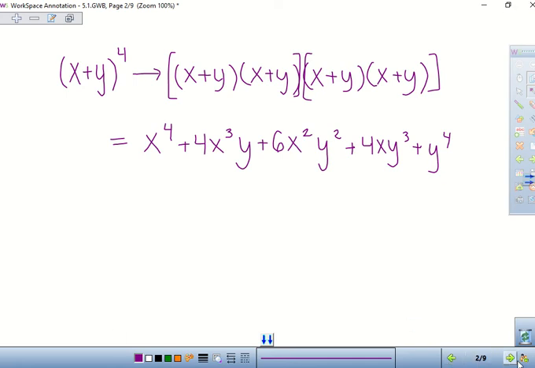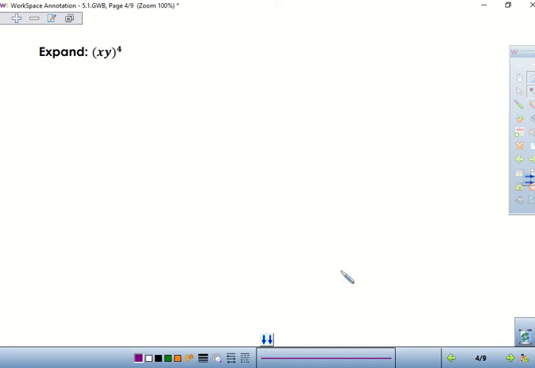So next question we're going to look at is going to be this one. So this one says expand xy to the fourth. So this question's a little bit different than the last one. This one, what is the operation between those two variables? Multiplication. So this one you can just apply the power to each one, okay?